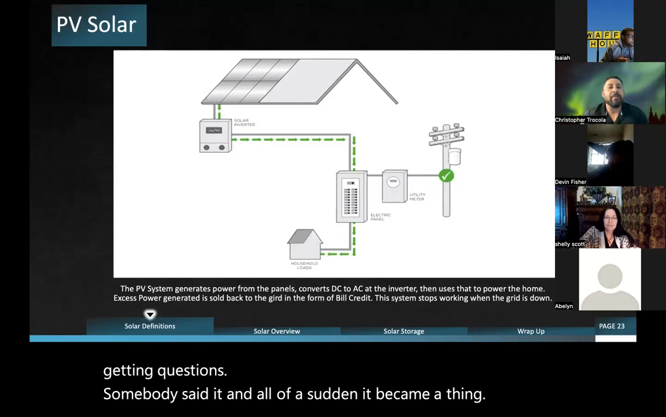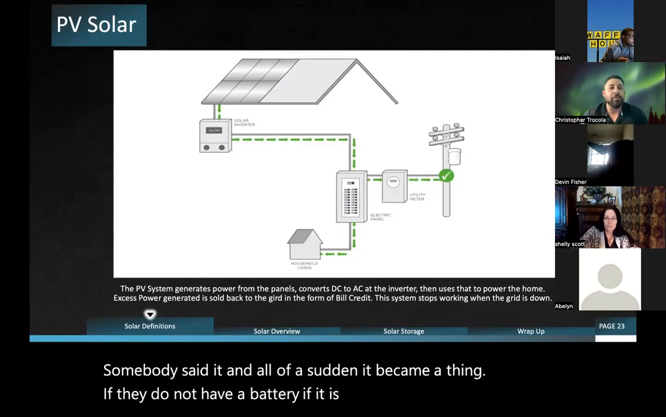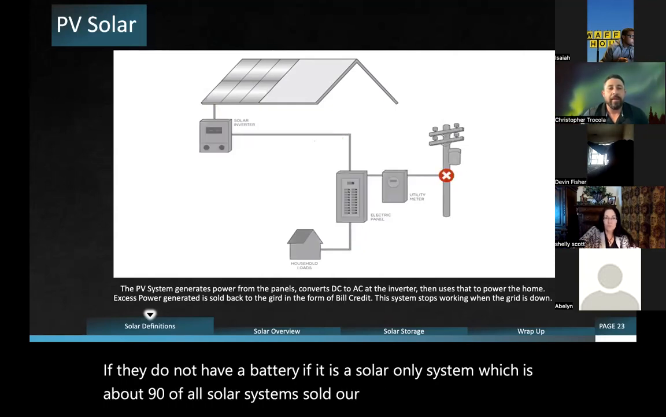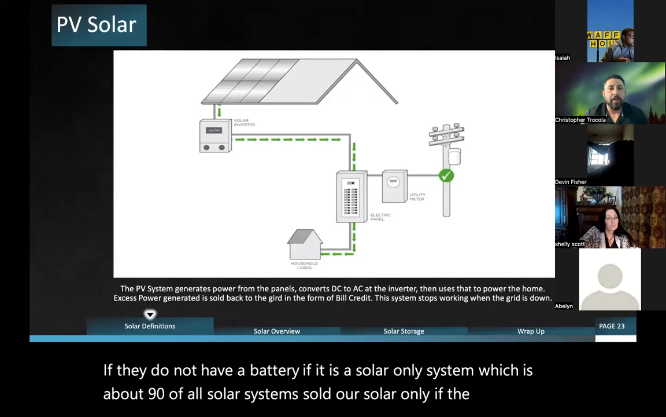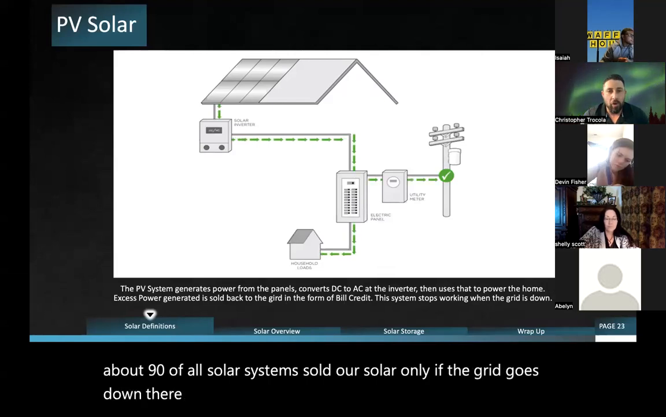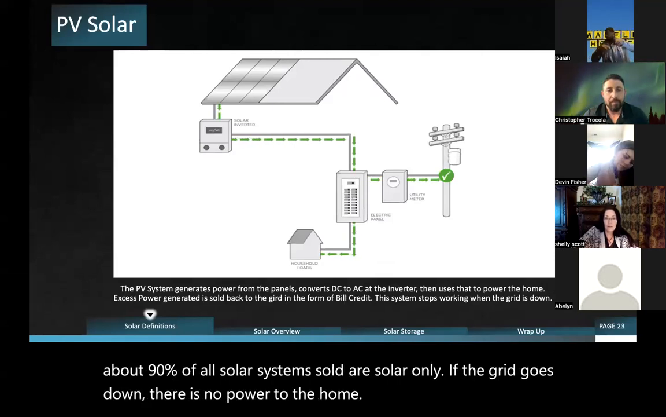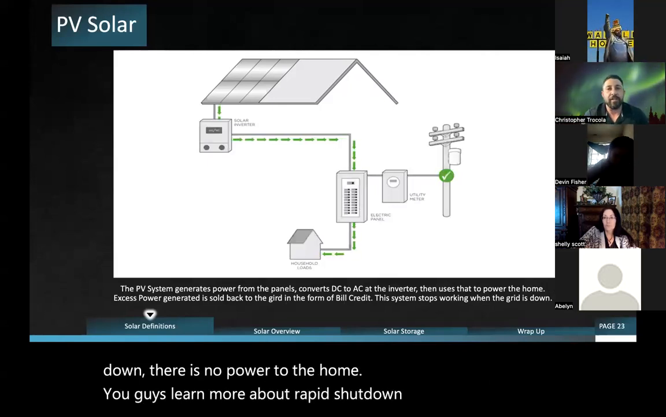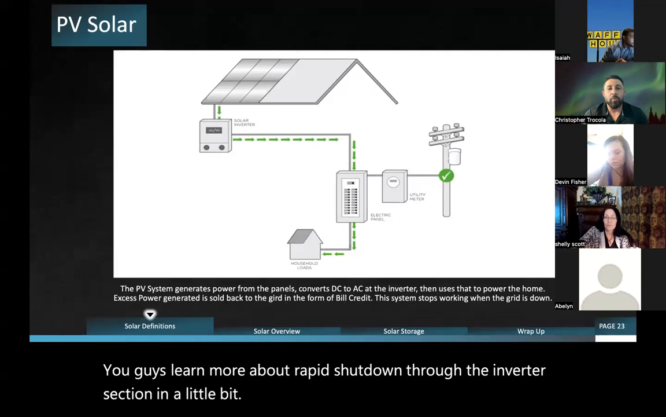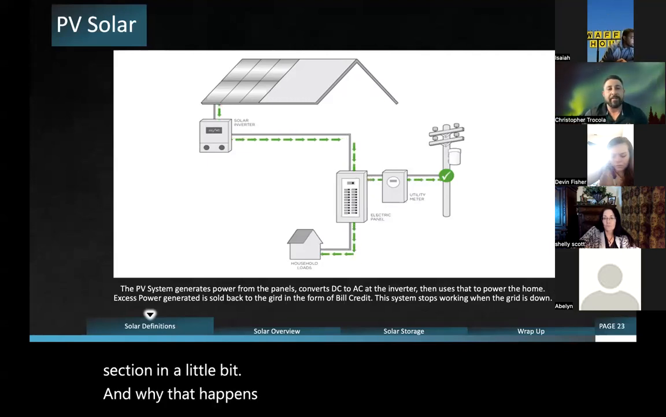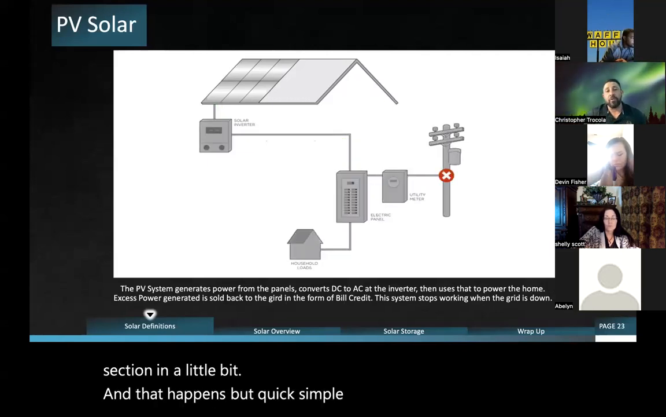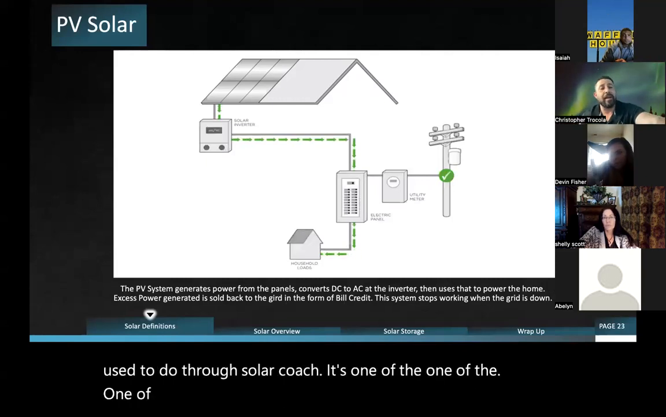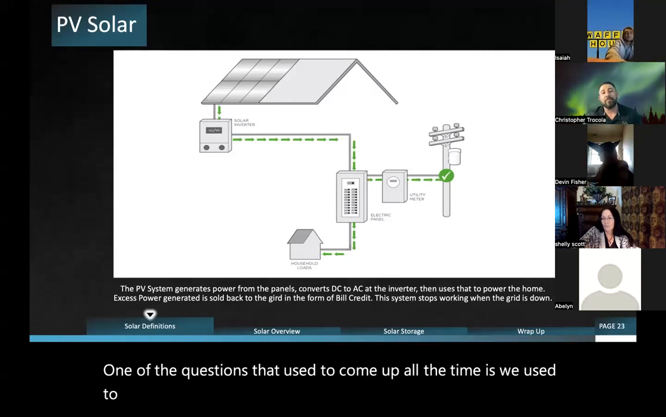If they do not have a battery, if it is a solar only system, which is about 90% of all solar systems sold, if the grid goes down, there is no power to the home. You guys will learn more about rapid shutdown in the inverter section in a little bit, and why that happens, but quick, simple answer. And this is something I used to do through Solar Coach. It's one of the questions that used to come up all the time, we used to answer it all the time during monsoon season.